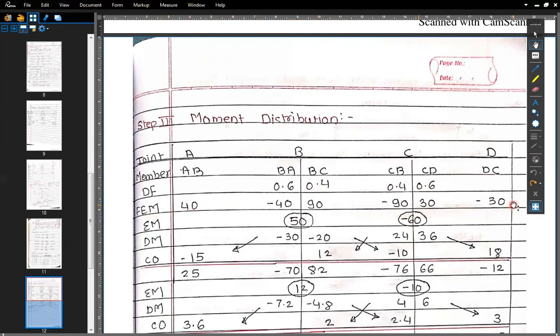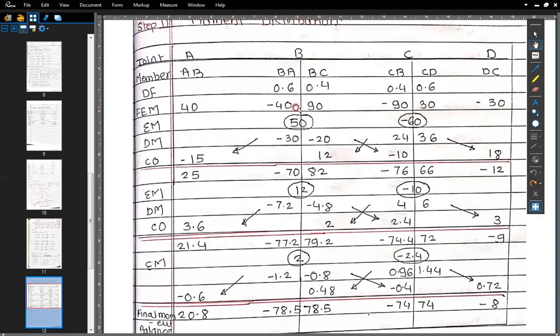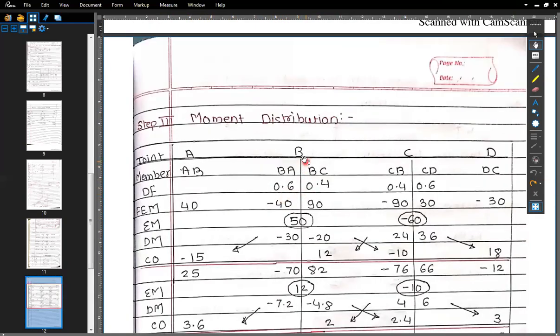Okay, so these are the fixed end moments which we have calculated in step 1. Then we are going to distribute these moments so that we balance the joints. We are going to balance joint B, and we are going to balance joint C. For that we calculate the arithmetic summation of moments. So 90 minus 40 is 50 for joint B. So this 50 is the unbalanced moment. So we are going to balance this 50 moment to the members BA and BC.